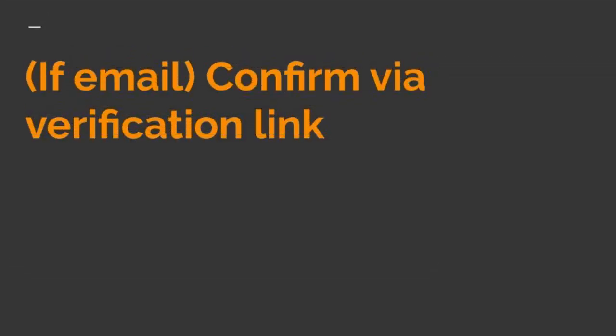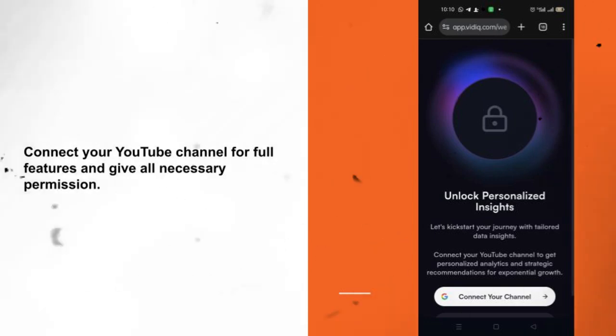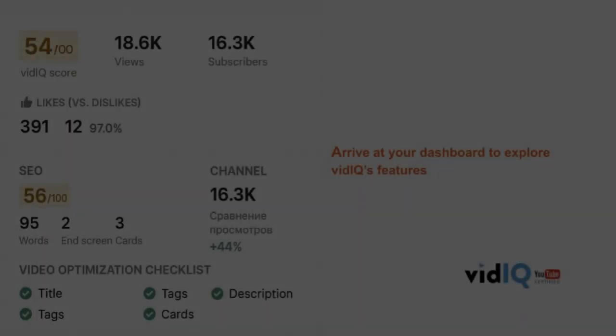3. Email verification, if using email sign-up. If you sign up via email, check your inbox for a confirmation email from vidIQ. Click the verification link to confirm your account. 4. Connect your YouTube channel. After signing in with Google, you'll be prompted to connect your YouTube channel. This enables deeper analytics and recommendations.